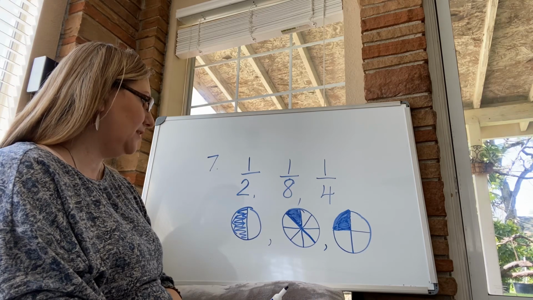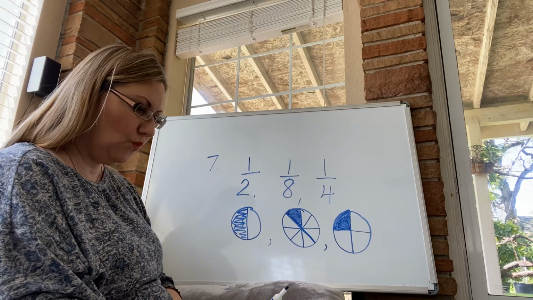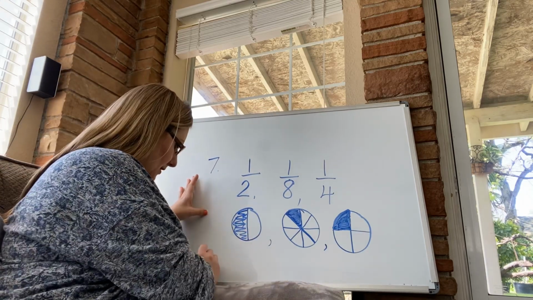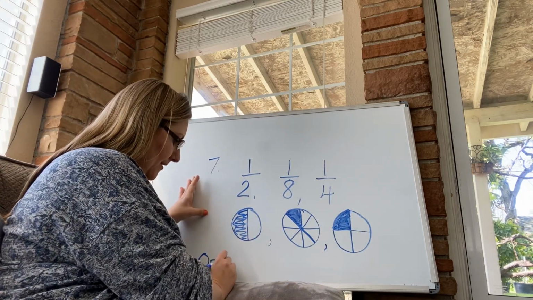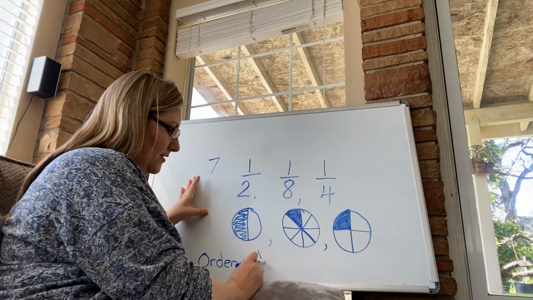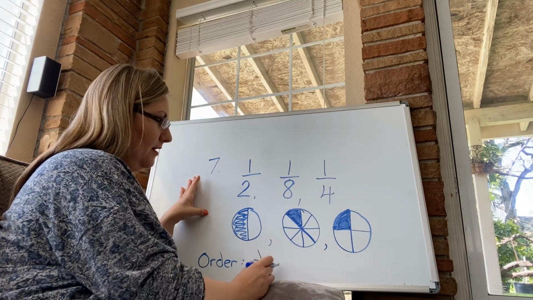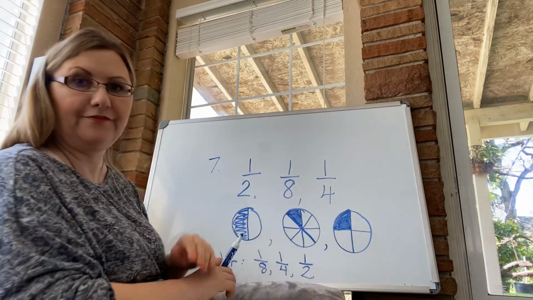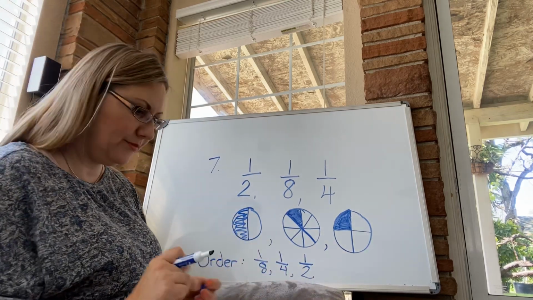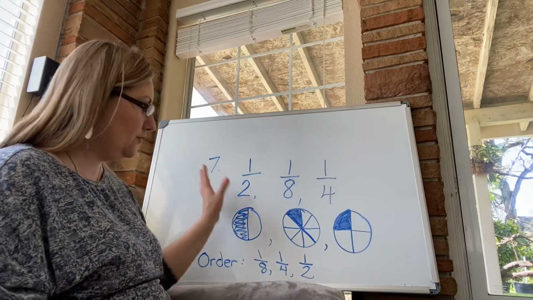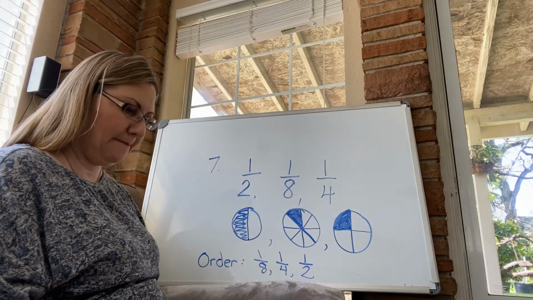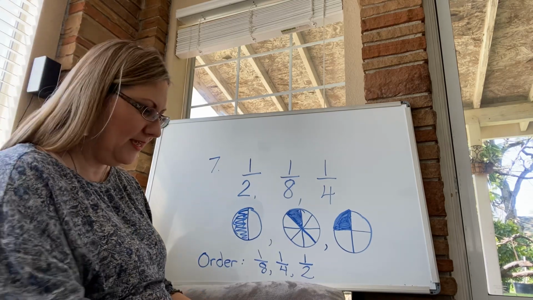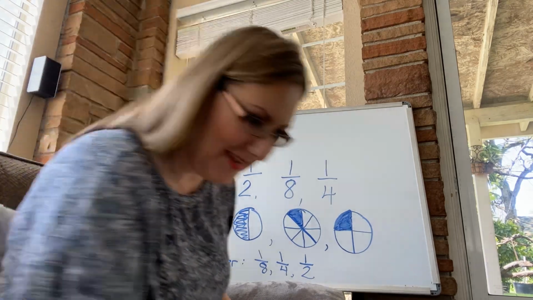All right, so let's put them in order from least to greatest. Smallest is, and I'm going to write order here. The smallest was 1/8, then 1/4, and then 1/2. Okay, and that's number 7. Please be sure to have all of this showing. And you can pause if you need to, but I'm moving on to number 8.